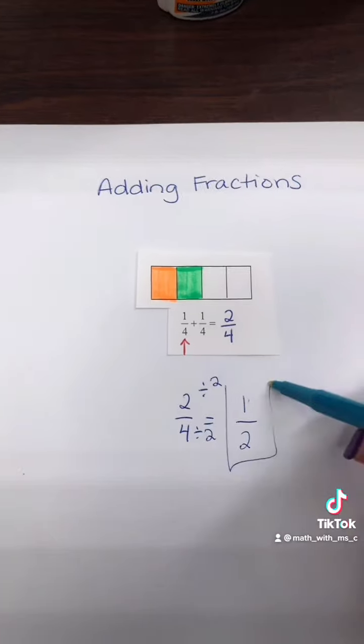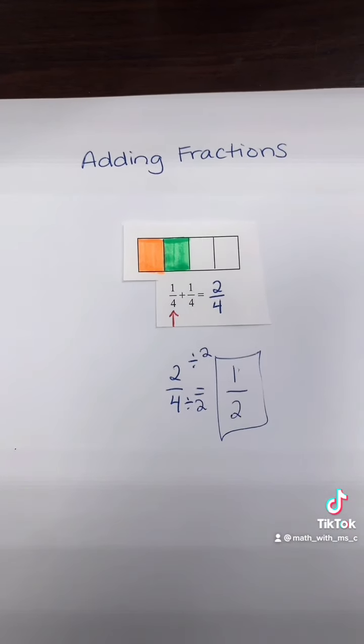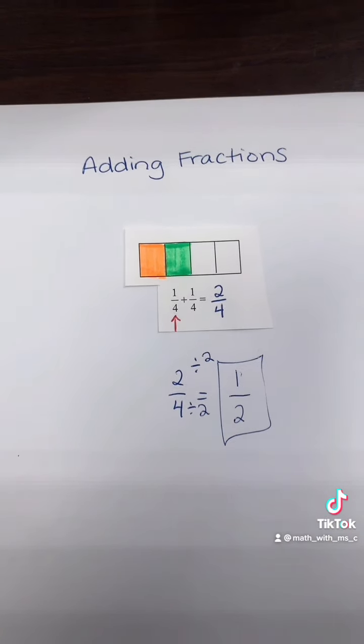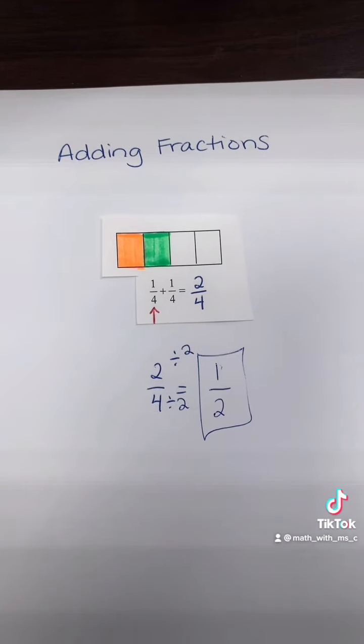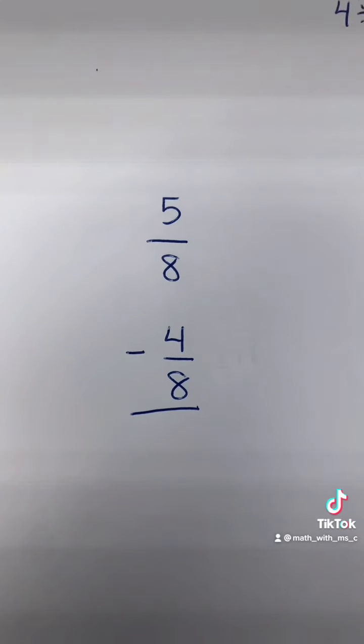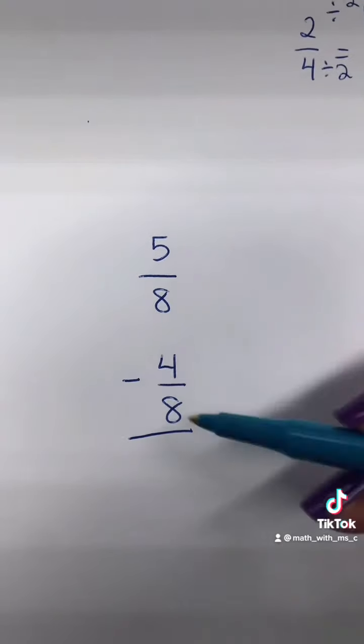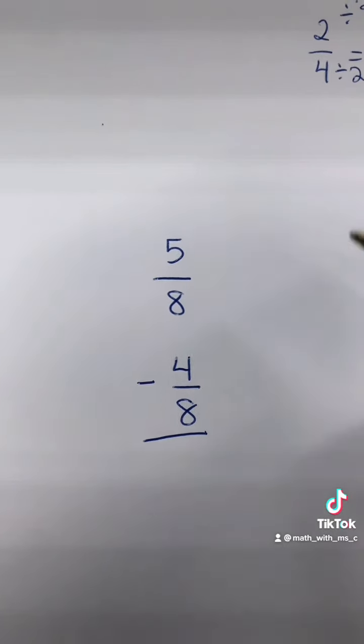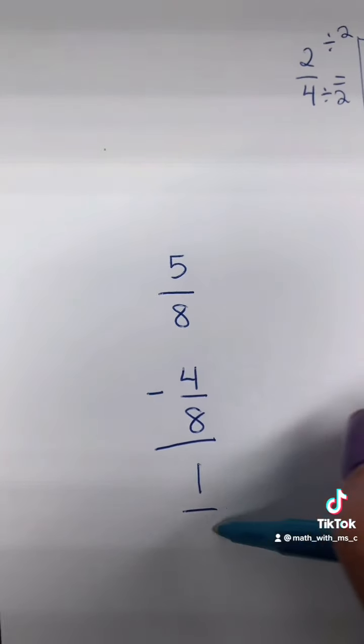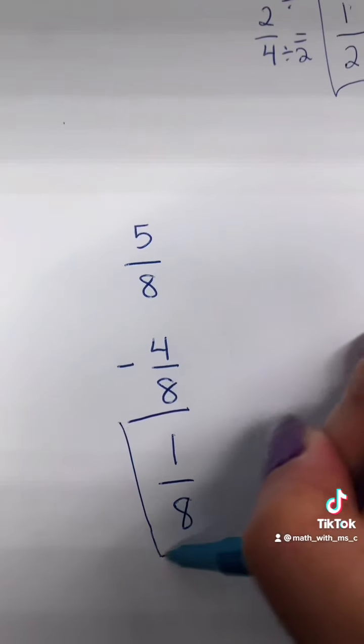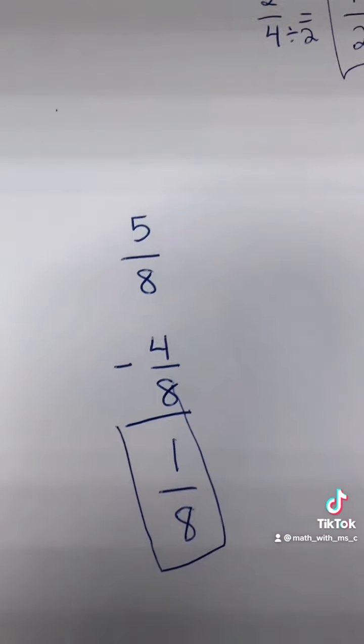So this equals 1/2. So when you're adding fractions and the denominators are the same, you're just adding the numerators and keeping the denominators. Obviously, with an easy problem like this, the two denominators are the same. You just subtract 5 minus 4 is 1, and it's out of 8. And you don't have to simplify this.